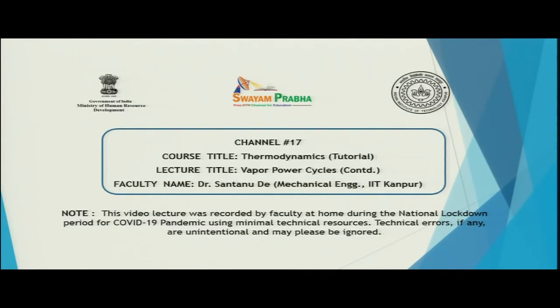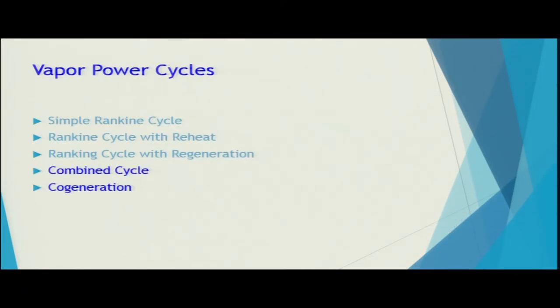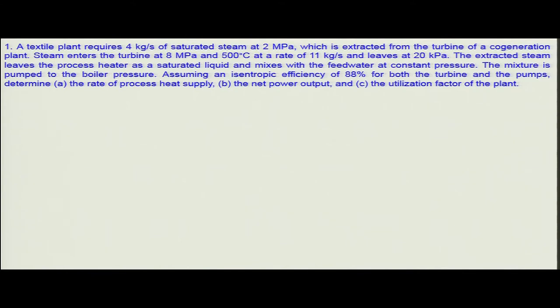Welcome to this tutorial. In the last couple of tutorials we have been solving vapor problems related to vapor power cycles. We have seen and solved some problems related to the simple Rankine cycle with reheat and regeneration. To continue this further, in this tutorial we are going to solve a few problems on combined cycle and cogeneration. The first problem is basically on cogeneration.